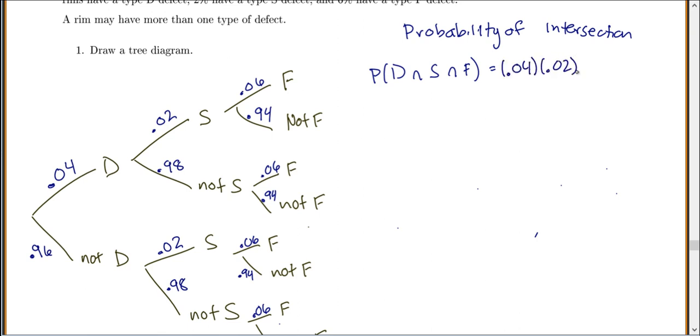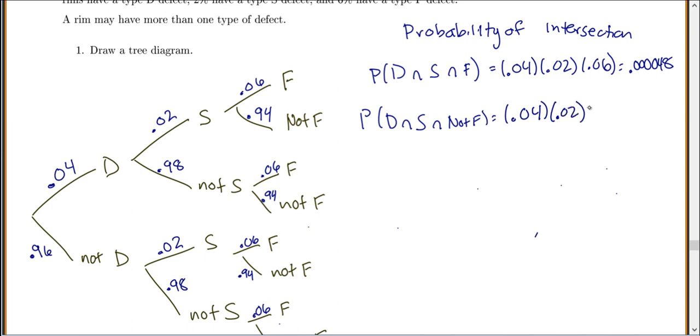0.04, 0.02, 0.06 gives me 0.000048. And we can continue for each of these. The next branch would be D and S and not F. So D and S and not F would be 0.04, 0.02, 0.94. Okay, and this gives me 0.000752.